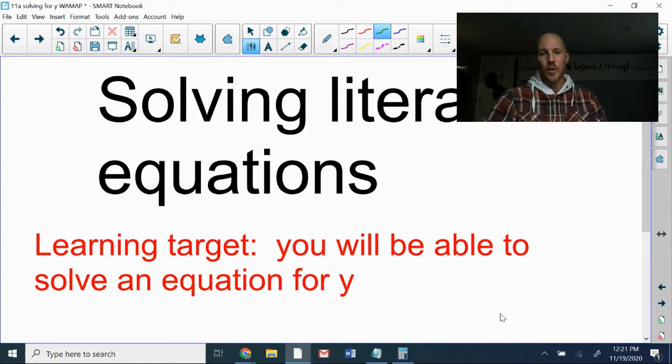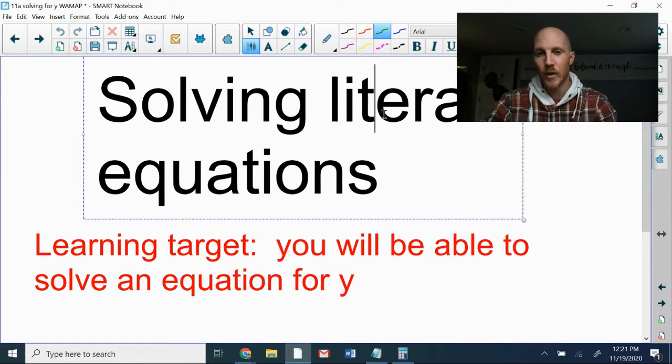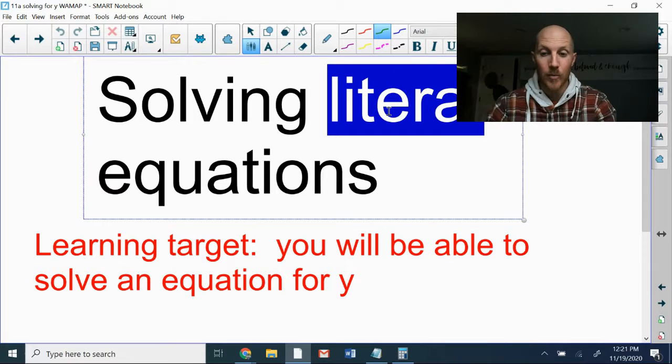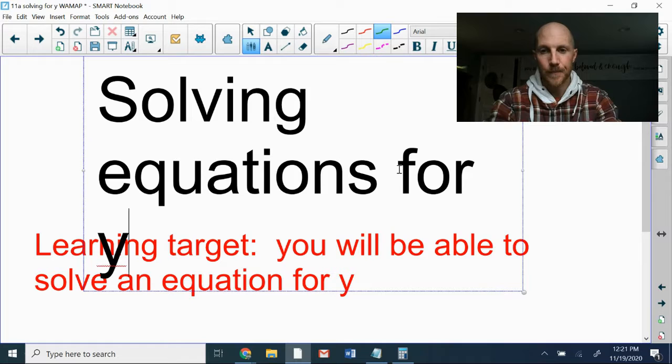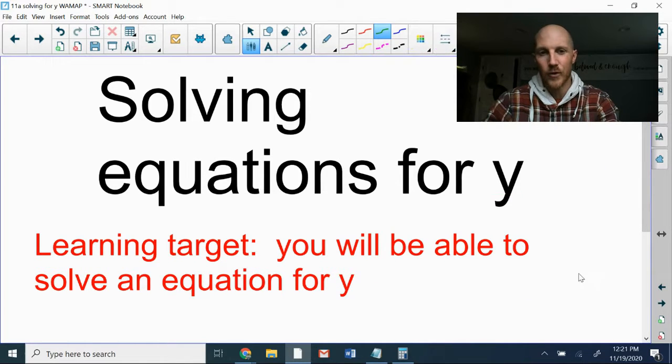Anyway, but here's the deal. We're going to look at solving literal equations today. We've been solving literal equations for the past several days. Our learning target for today is you'll be able to solve an equation for y, which is a special type of equation. So literal equations, we've said, is basically any equation that has many variables. So this is just a special type of equation. So we're going to give this a different title. We'll just call this solving equations for y, which is still the same thing we've been doing. It's a literal equation, but we're going to focus in just on one particular type of equation.